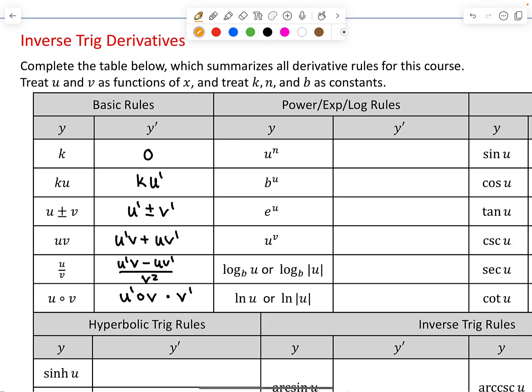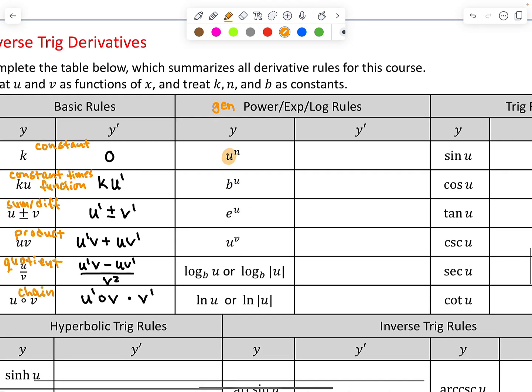To put names on these, we have the constant rule. We have constant times function. We have the sum or difference rule. We have the product rule, the quotient rule, and the chain rule. Okay, now we're going to do the power, exponential, and log rules, and these are all technically generalized or general rules because you see that we have all these u's and v's represent functions. So the chain rule is going to apply through all of these.